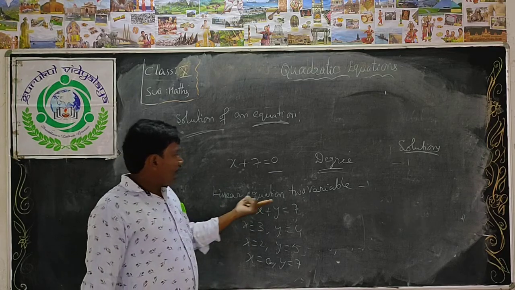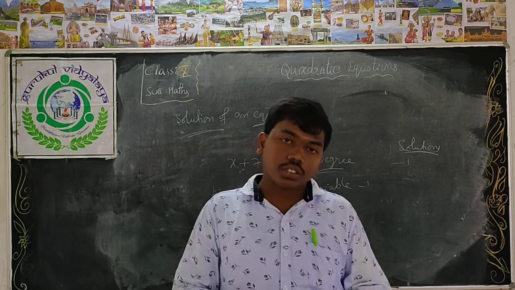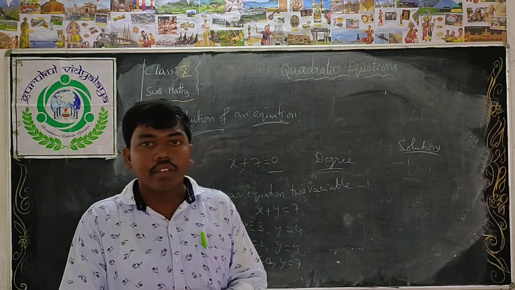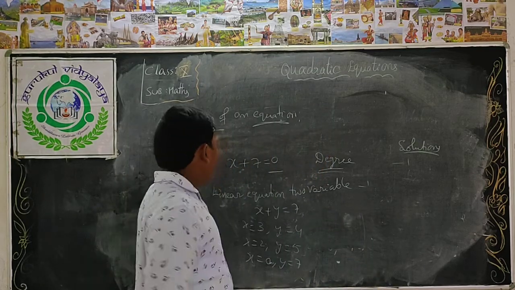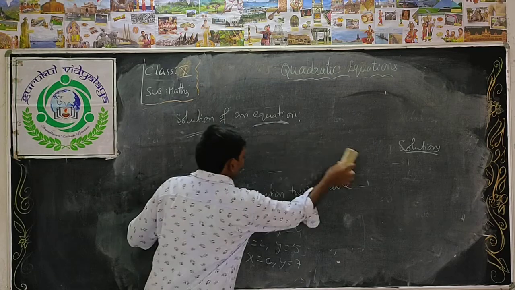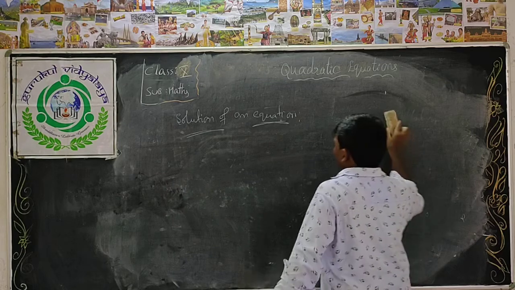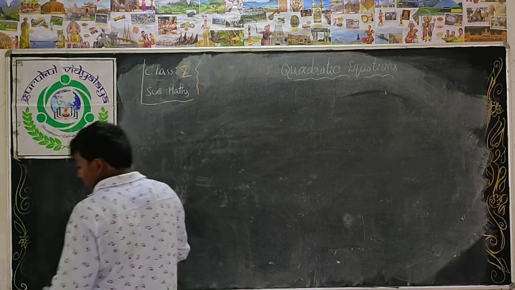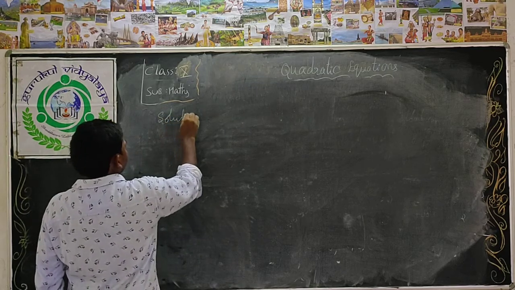So children, a linear equation in two variables has an infinite number of solutions, but a linear equation in one variable has only one solution. Okay, remember the words. Next, quadratic equation. How can you solve the quadratic equation? Solution of quadratic equation.